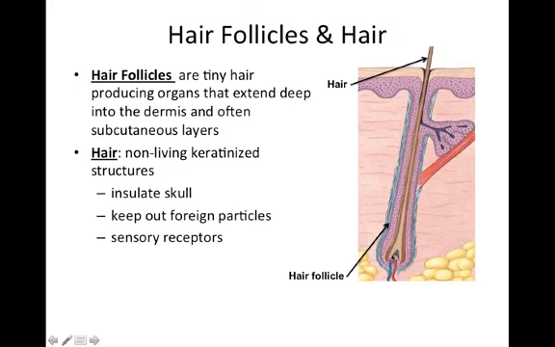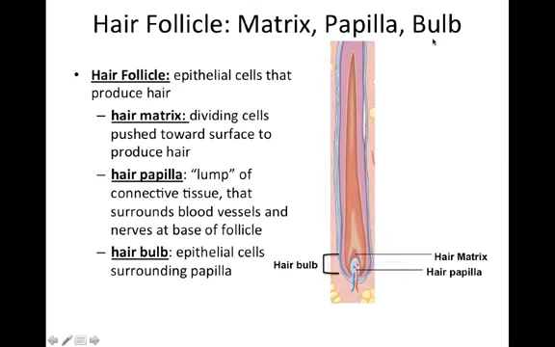Hair itself then is produced by the hair follicle and is this brown structure you can see diagrammed here that extends above the surface of the skin. The hair follicle is made up of epithelial cells derived from the outer layers of the skin that produce hair. Down here is the hair matrix, which contains the dividing cells that will push towards the surface to produce the hair. All of this structure then is part of the hair.